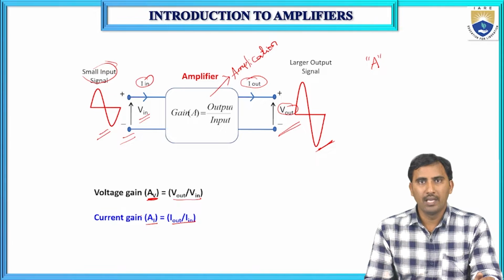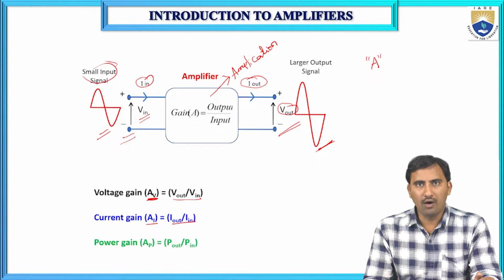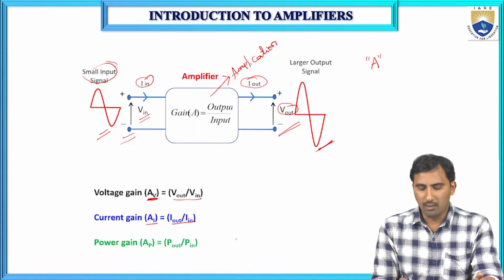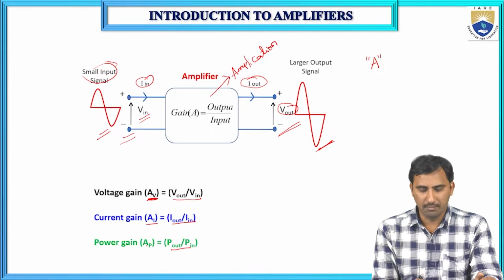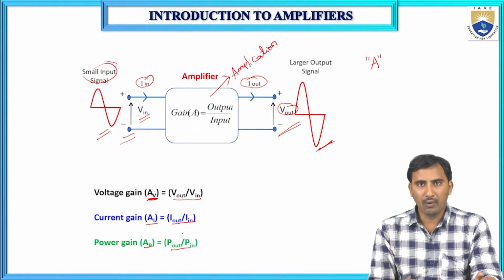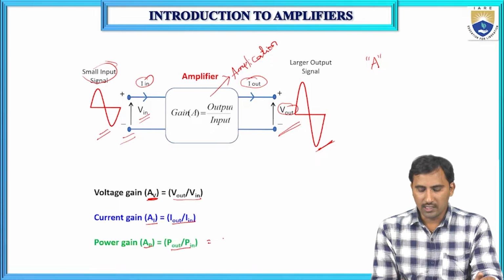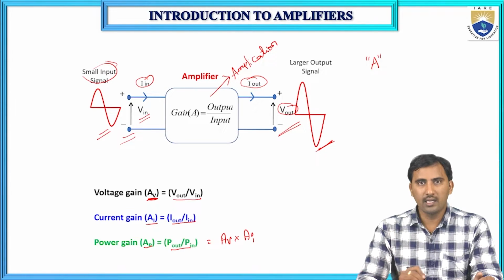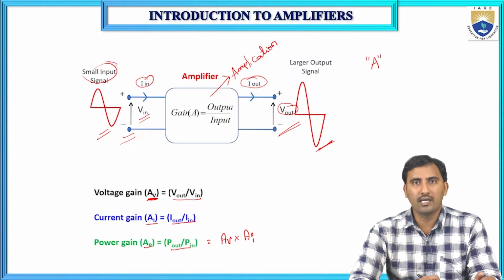The third one is the power gain. Power gain is the ratio of the output power to the input power, and it is represented with A suffix P. The power gain can also be represented as the product of the voltage gain and the current gain. So the product of voltage gain and current gain can be considered as the power gain. So this is an amplifier.